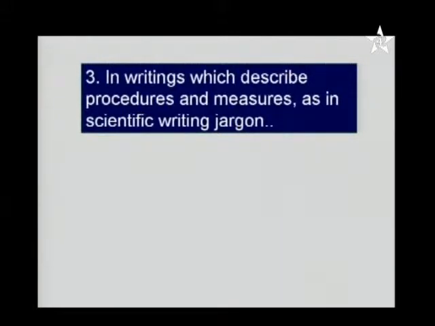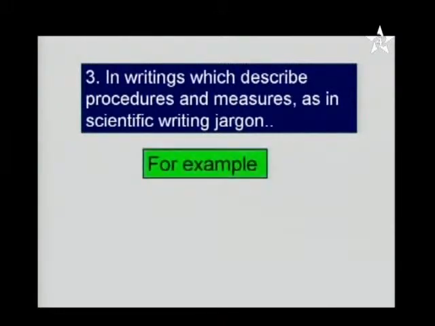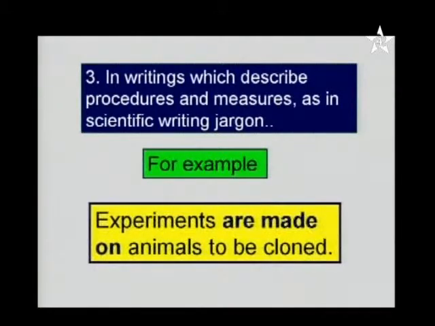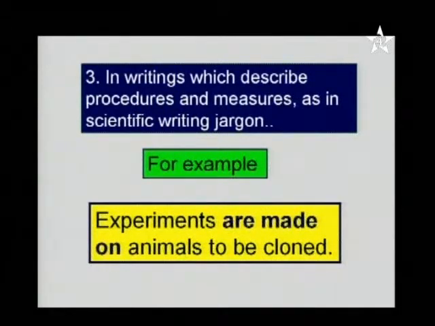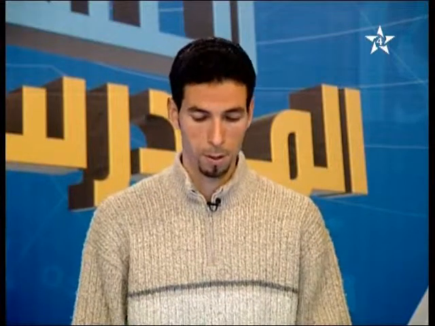Now, the third case where you should use passive voice effectively is writing which describes procedures and measures, as in scientific writing jargon. For example, experiments are made on animals to be cloned. Here, the most important thing is the experiments that are being made on animals. It's not really who makes these experiments.